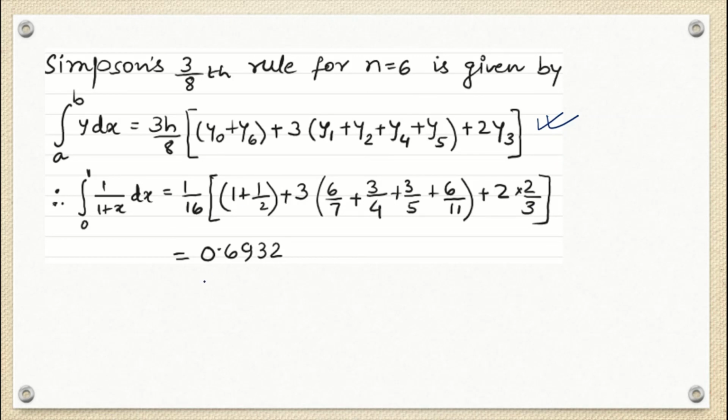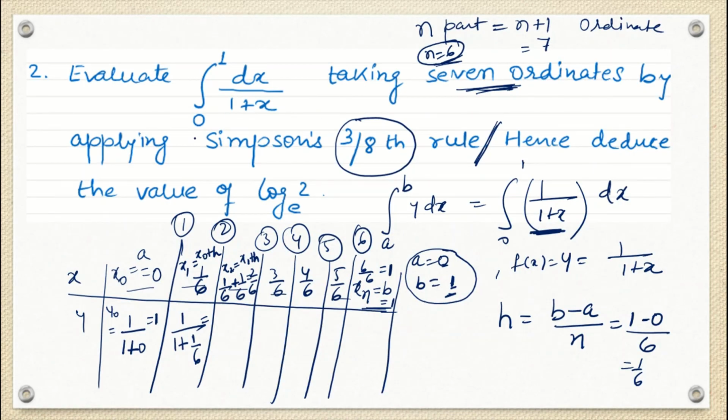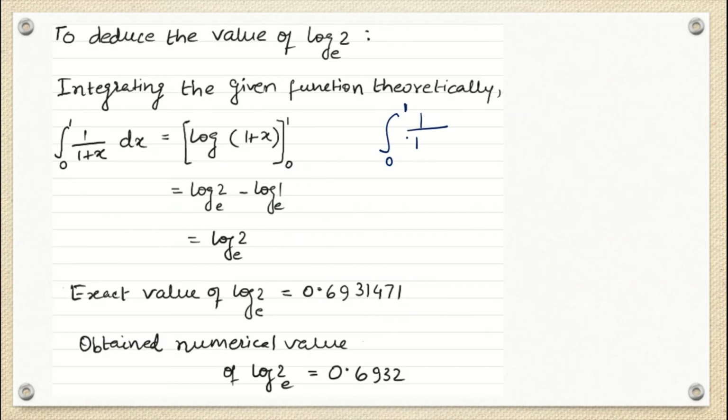So this is what you have done with one part of this question. They have said that use Simpson's 3/8 rule and evaluate this definite integral. So you have done it. Now they are saying that hence deduce the value of log 2 base e. So for that, I am going to actually do the integration using the calculus method.